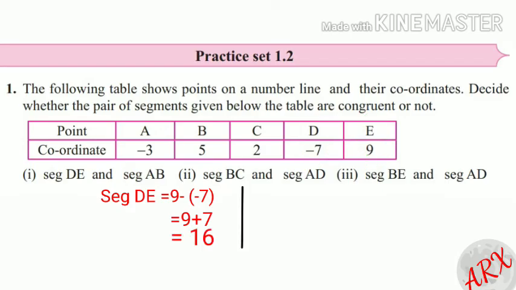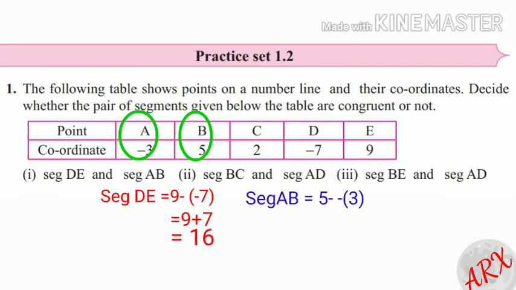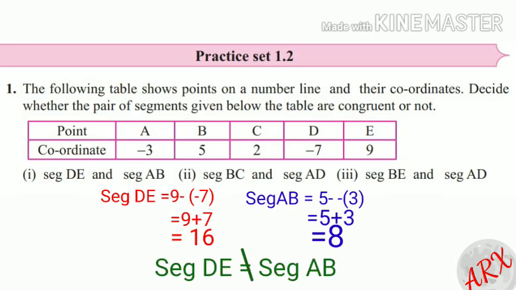Now for segment AB, large coordinate is 5 and small coordinate is minus 3. So segment AB will be 5 minus 3. Again minus minus will become plus. So segment AB equal to 5 plus 3 equal to 8. So segment DE and segment AB are not congruent. Similarly, you all have to solve remaining 2 examples in your notebook.